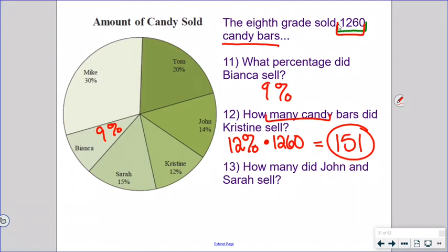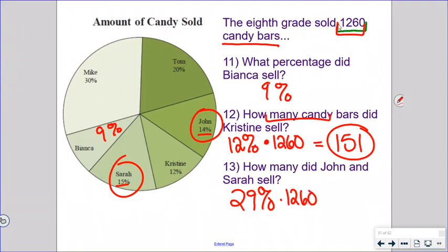So how much did John and Sarah sell? Well, John and Sarah together sold 29%. How did I do that? 14 plus 15 is 29. So 29% of 1,260 means you run straight to your calculator. You type in 29% times 1,260. Round it if you have to. 365. What is this, a calendar? Days. That's easy. We're gonna do more of those, but we'll save that for another day.